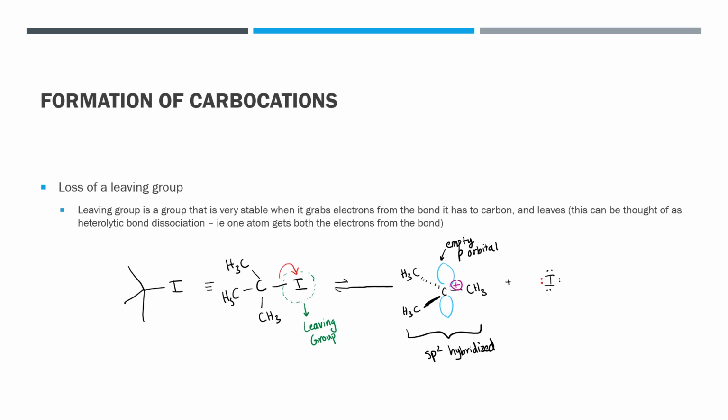So we talked about how there's radical initiators to form radicals. Let's talk about how we can form carbocations and why they form. The one key way we form carbocations is the loss of a leaving group. A leaving group is a group that is very stable when it grabs electrons from the bond it has to carbon and leaves, as the name implies. So this can be thought of as heterolytic bond dissociation.